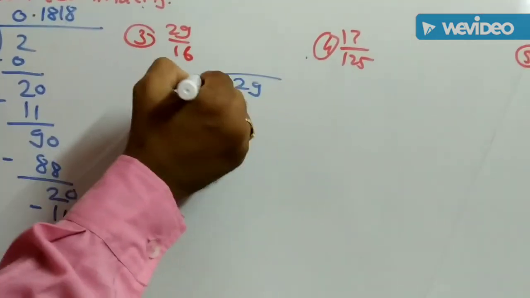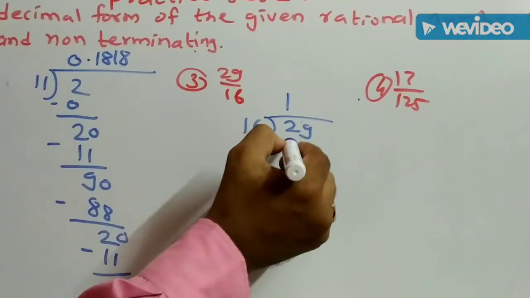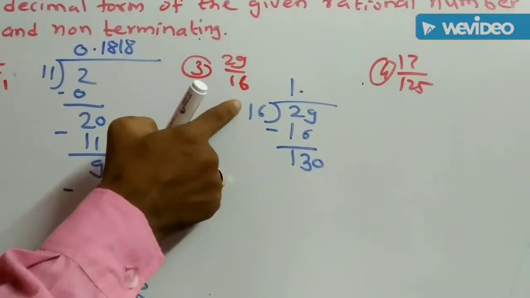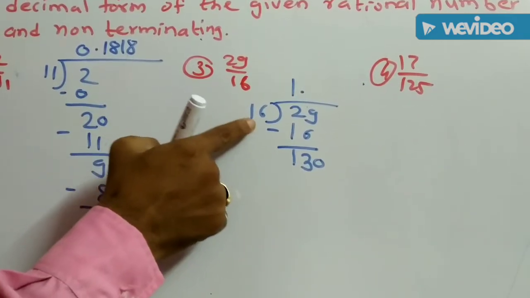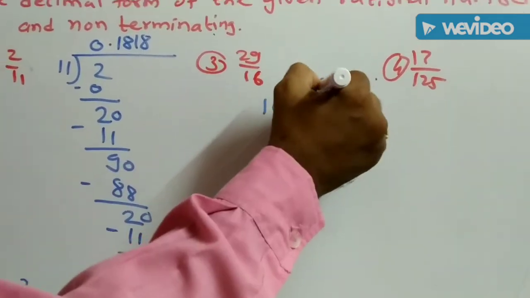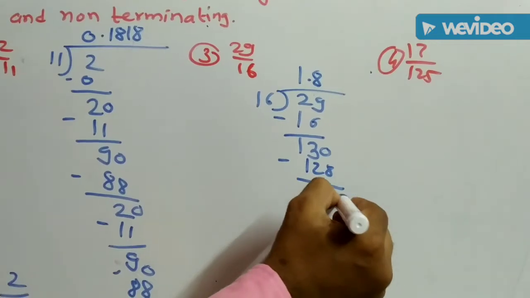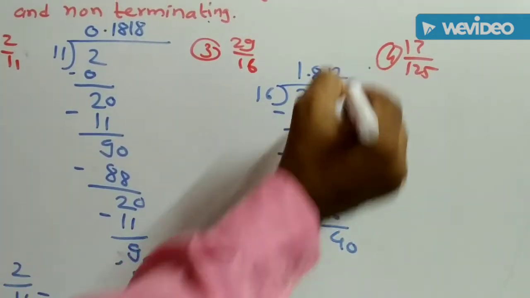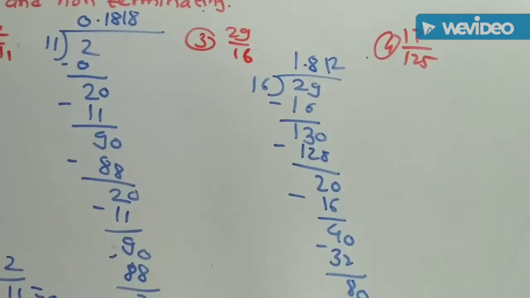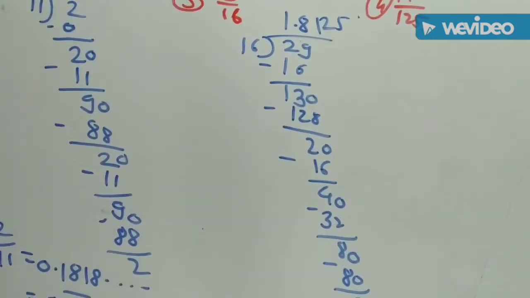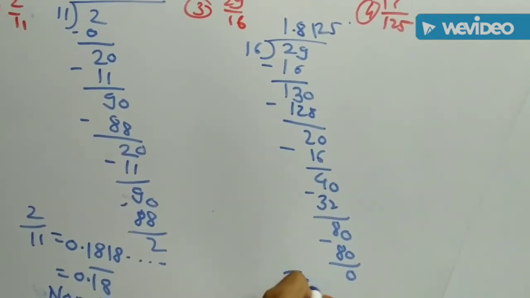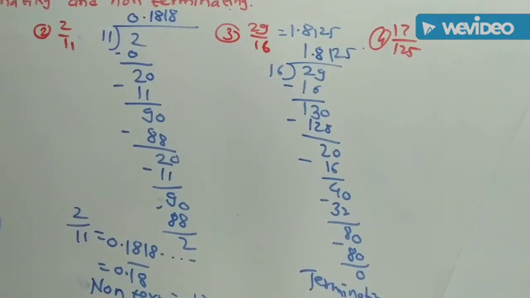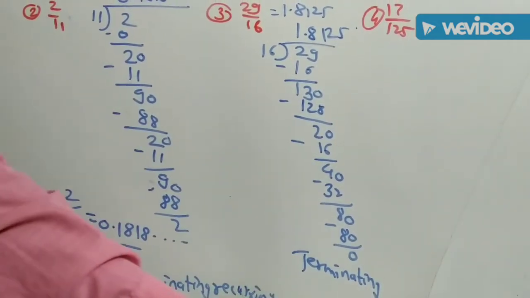Then third example is 29 divided by 16. 16 ones are 16, remaining 13, taking 0 and decimal point, 16 8s are 128, remaining 2, taking 0, 16 ones are 16, remaining 4, taking 0, 16 twos are 32, remaining 8, taking 0, 16 fives are 80 and 80 minus 80 is 0. Here the remainder remains 0, therefore this is the terminating type, and the division is 1.8125 and the division process ends, therefore it is terminating.